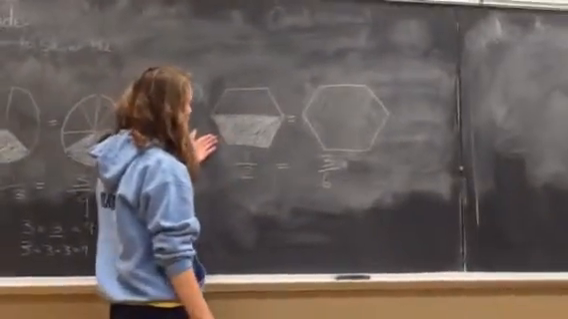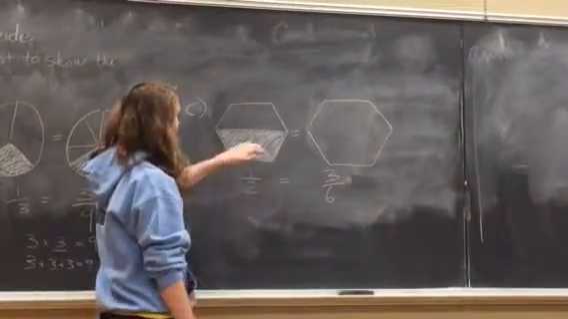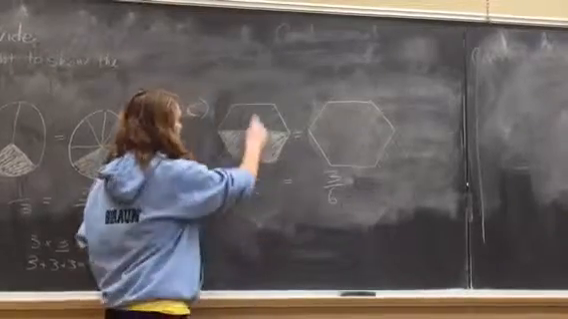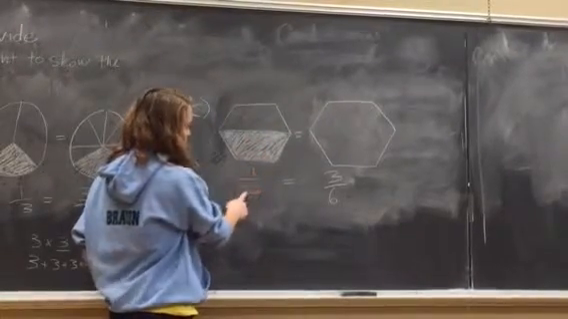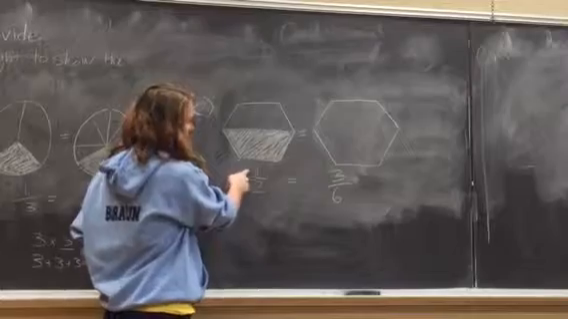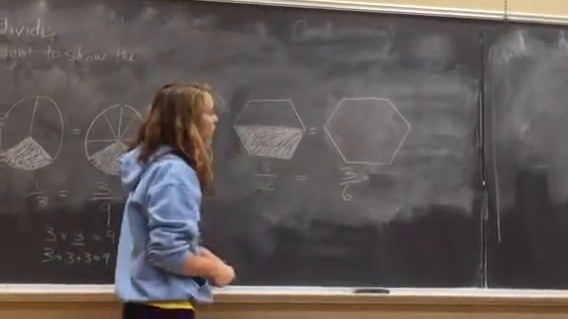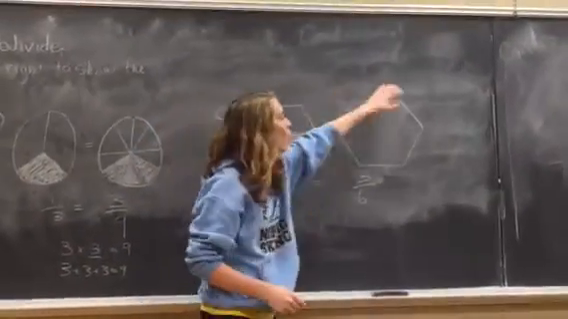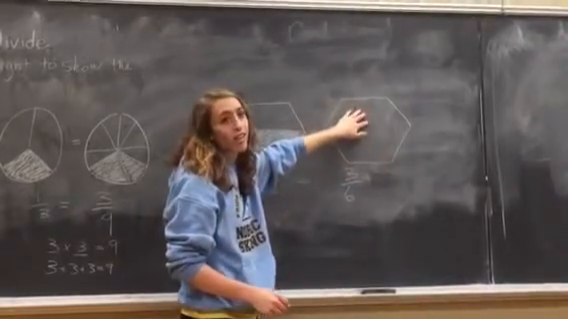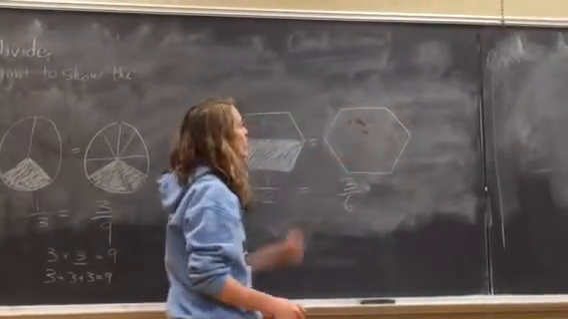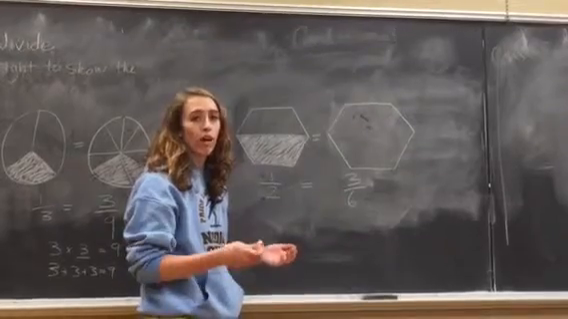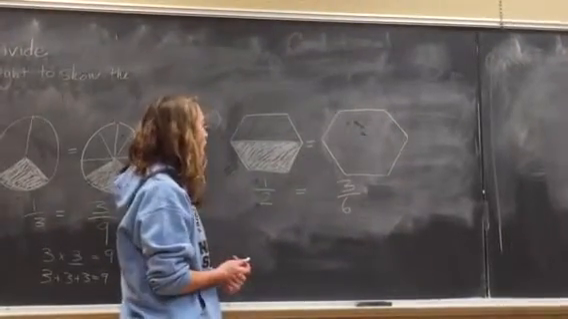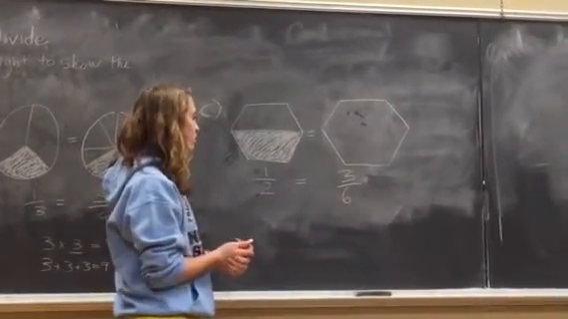We have 1/2 of a hexagon shaded in. As you can see, it's broken into 2 parts, and 1 part is shaded. So half of it is shaded. Now we need to break this whole into 6 parts and show that 3 parts are shaded, which is also equivalent to a half. So we're going to do the same thing we did before.